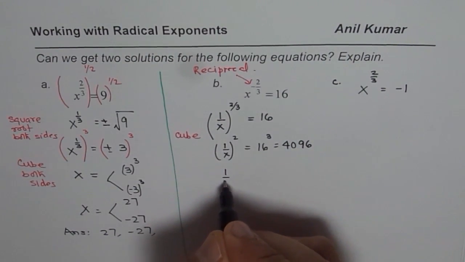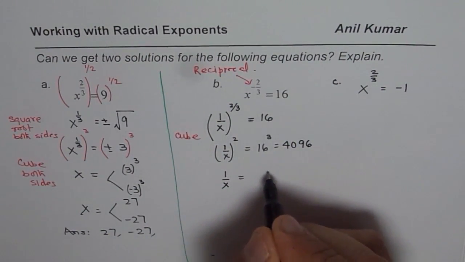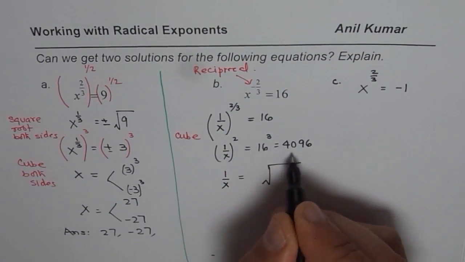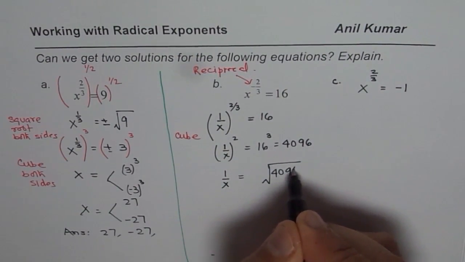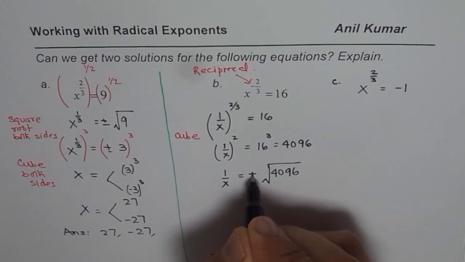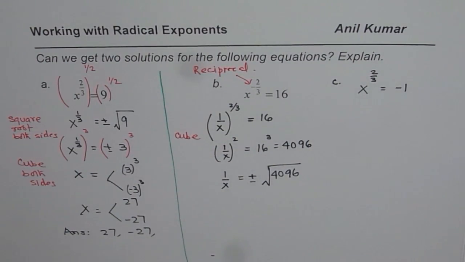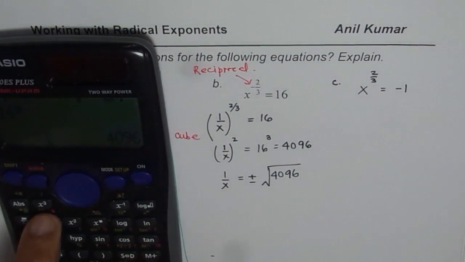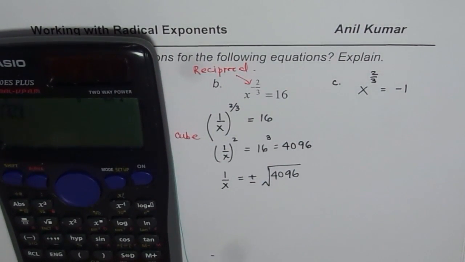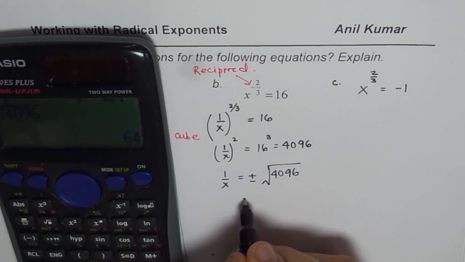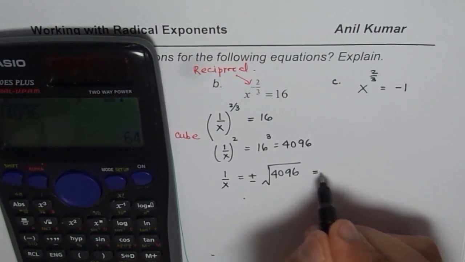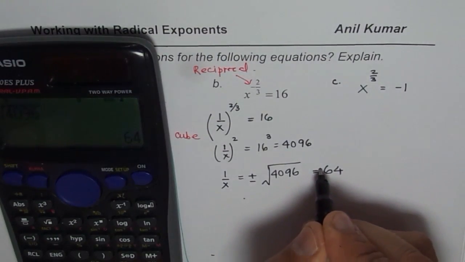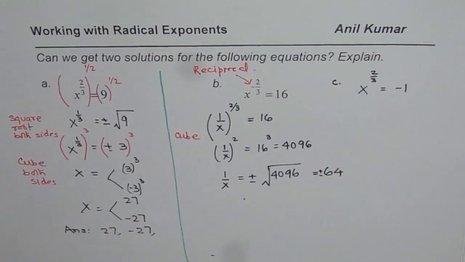So what is 1 over x equal to? We have to square root both sides, correct? So we'll square root 4096. And whenever we square root, we have to write plus and minus, correct? So what do we get? Square root of 4096 is 64. So that is equal to, let me write down here, 64 with plus and minus sign, right? So two answers.